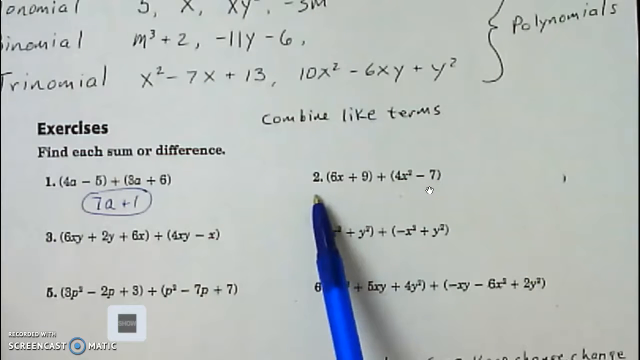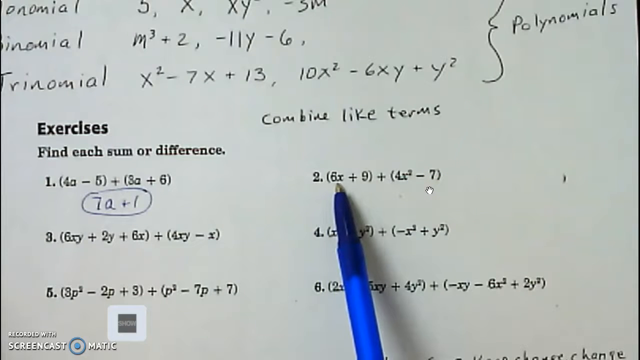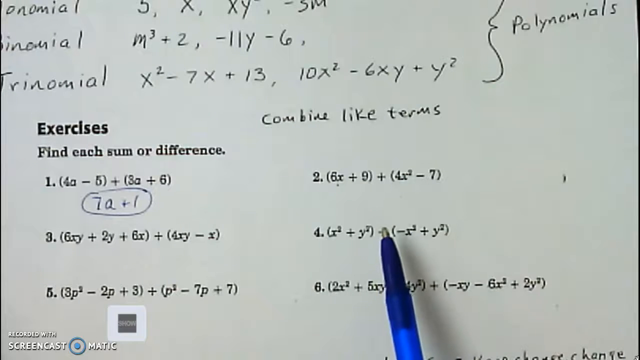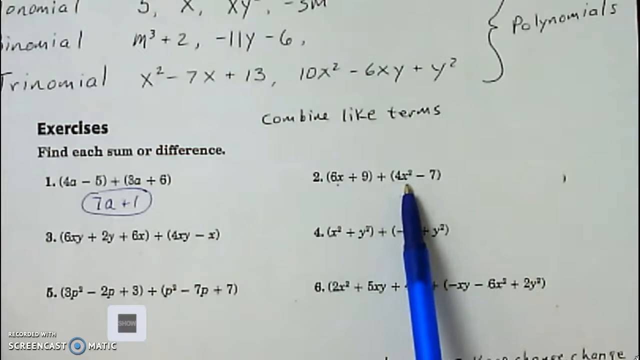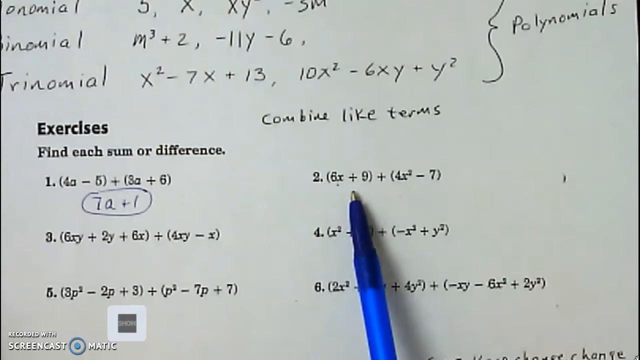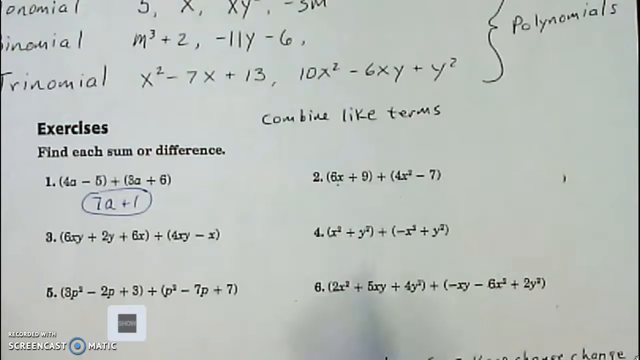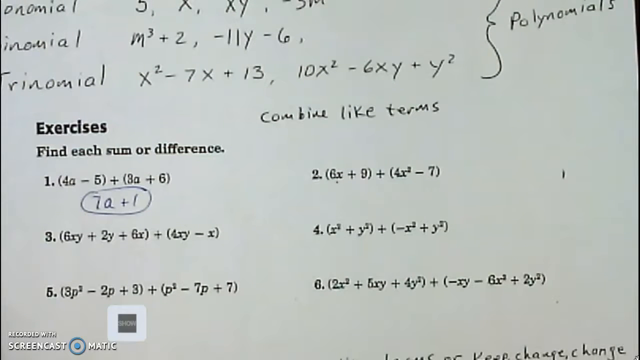on 2. Okay, so you have an x in this polynomial. There is no x term in this one. We have an x squared in this polynomial, but there's no x squared over here. The only like terms are the two numbers. So what do we do with these? We have nothing to add them to. We write them in our answer.